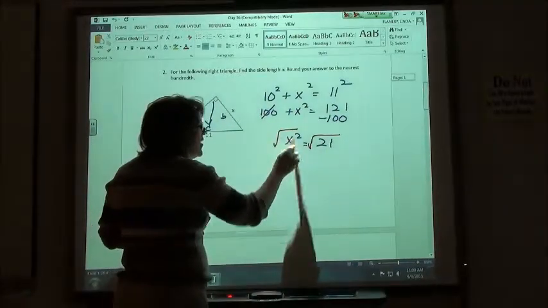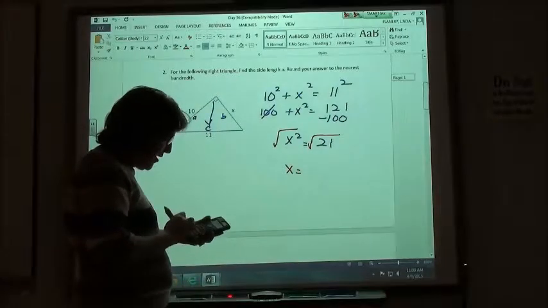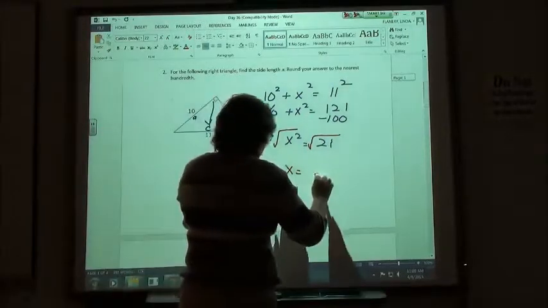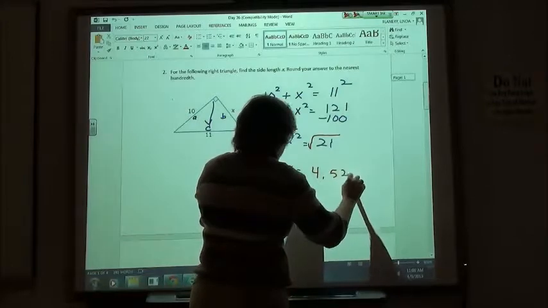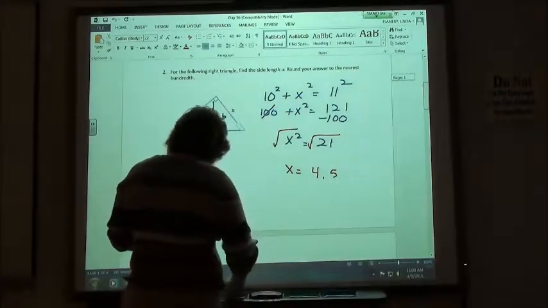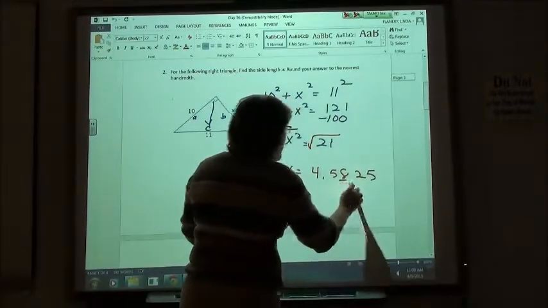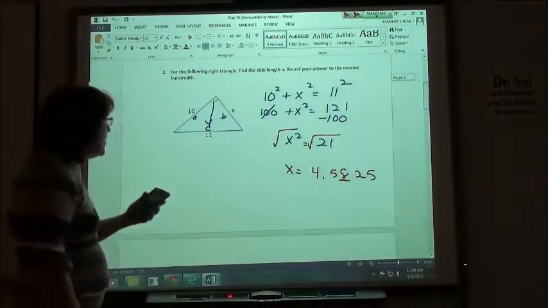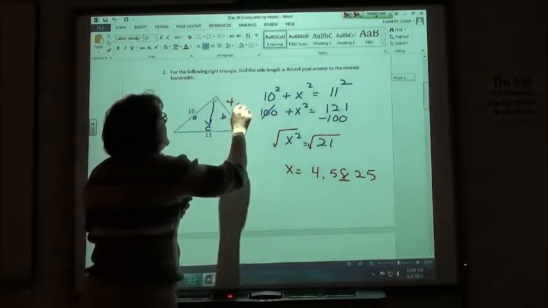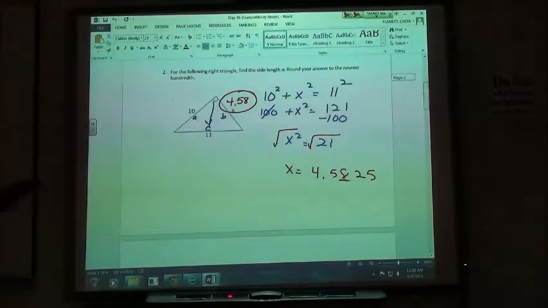The square root of x squared is x. The square root of 21 I'm going to do on my calculator. I get 4.58. I'm writing my next number down. 4.5825. I'm rounding it to the nearest hundredth, so 4.58 is going to be the length of that side.